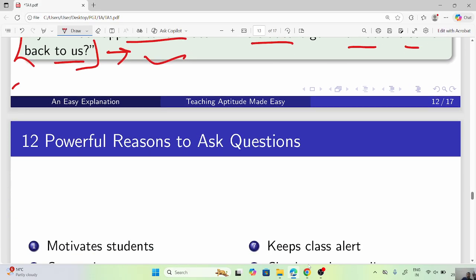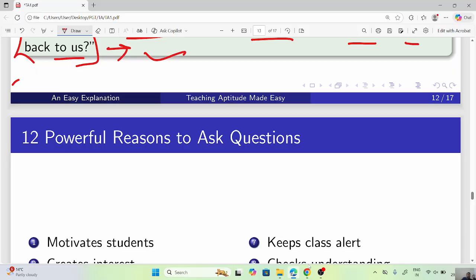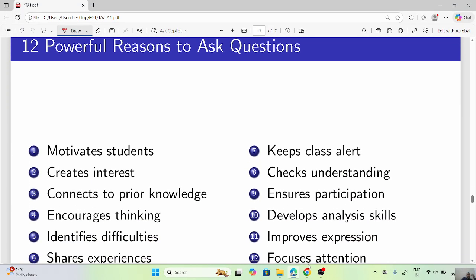Okay. Then, powerful reasons to ask questions. Why is it so important? Because it motivates students, creates interest, connects to prior knowledge, encourages thinking, identifies difficulties, shares experience, keeps class alert, checks understanding, ensures participation, develops analysis skills, improves expressions, and focuses attention.